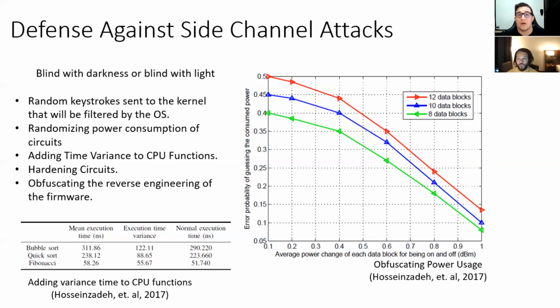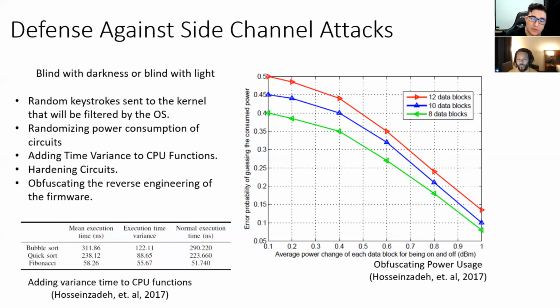You can do the same with adding time variance to CPU functions. So as different CPU functions run their calculations, you can have it built into the program for them to pause, stall, or do various other things to make it seem like they're running, or running longer than they should be, thus also rendering that data useless.